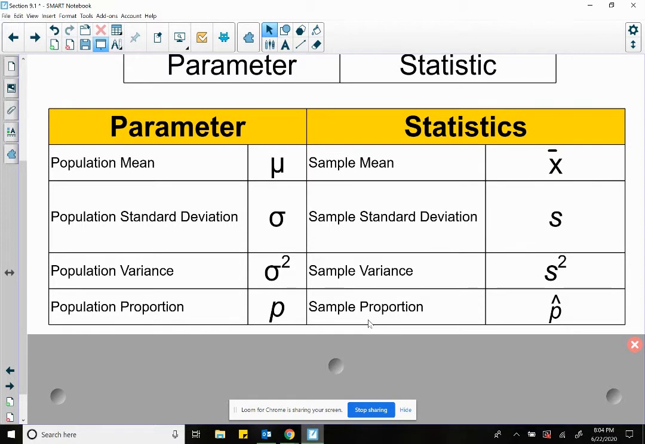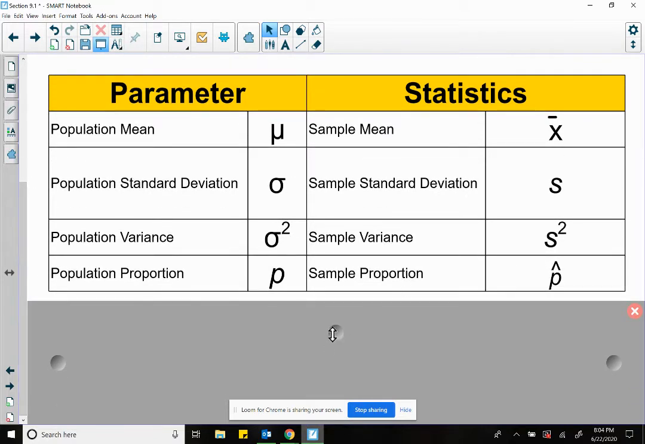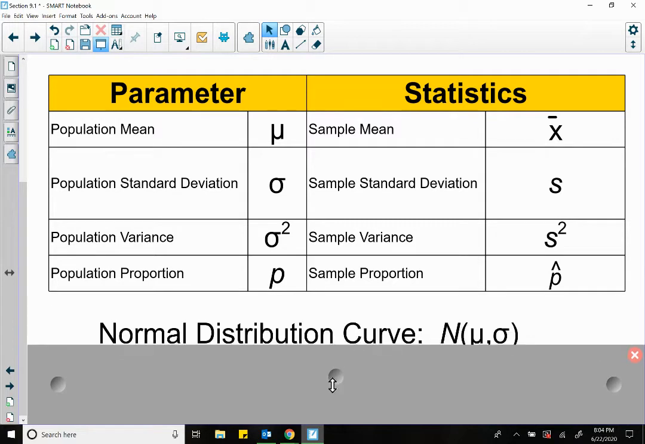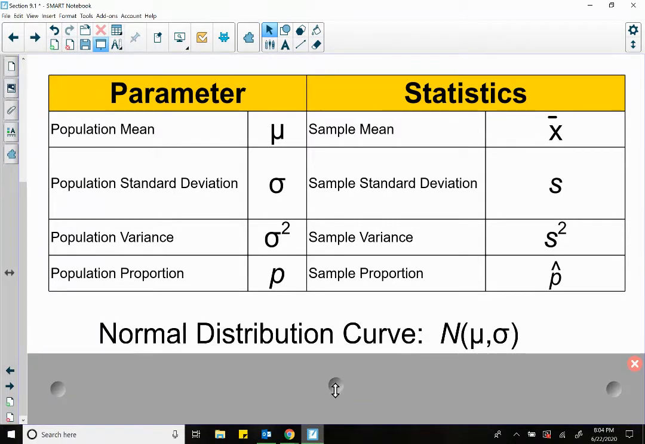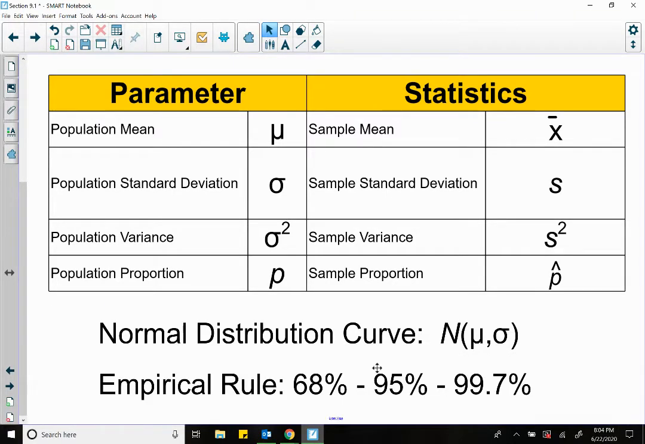A couple other things that will continue to follow you in this first section: you're going to go back to the normal distribution curve, and we're going to do a little bit of the empirical rule right out of the gate. You're going to see how these really relate to what we're talking about.